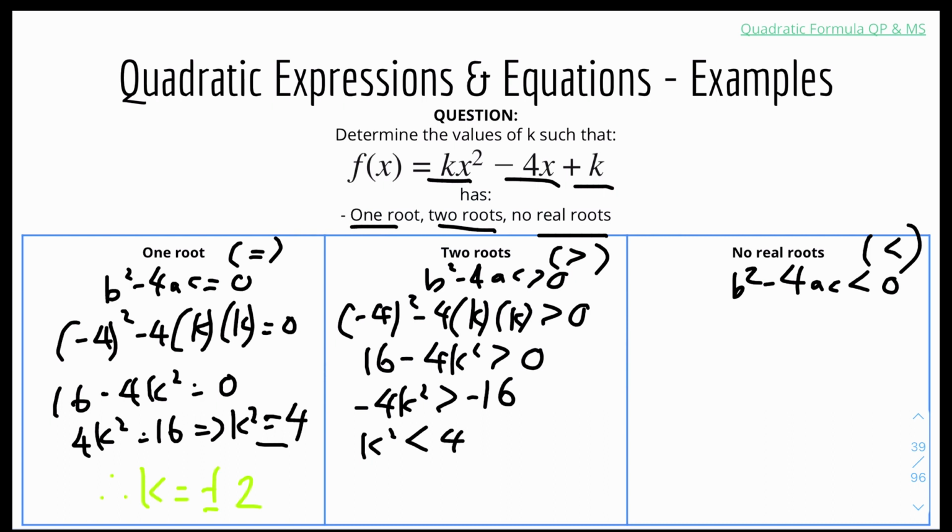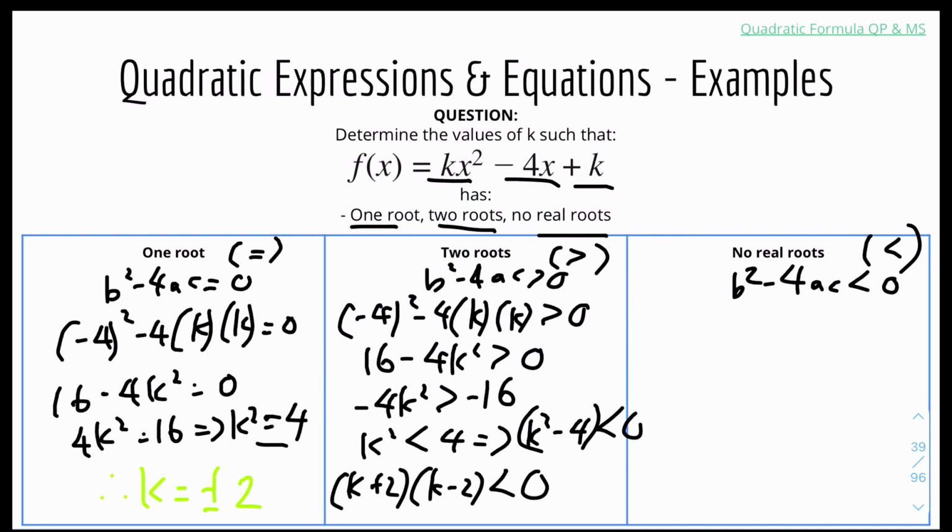And then if you bring the 4 to the other side, we got k squared minus 4 is smaller than 0. And it's a difference of 2 squares, k plus 2, k minus 2, smaller than 0. And if we have a quadratic inequality sign, and we have a quadratic expression on the left hand side, then we have to look at the sign. So if it's a positive graph and it's smaller than sign, that means that you have to shade the middle right here, because it is smaller than 0.